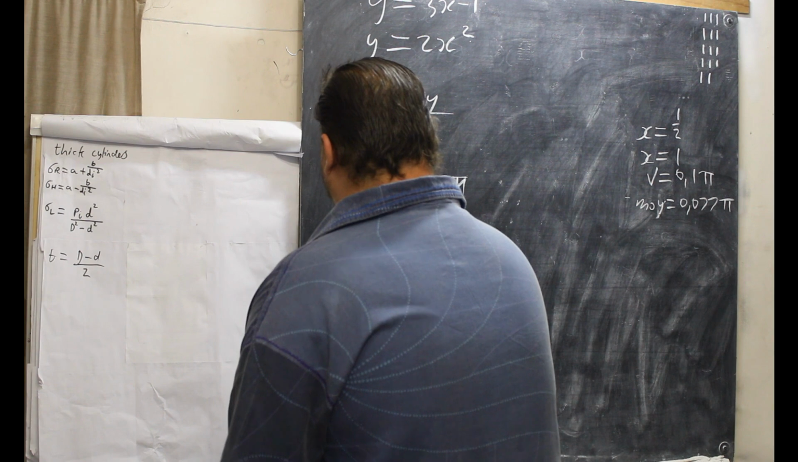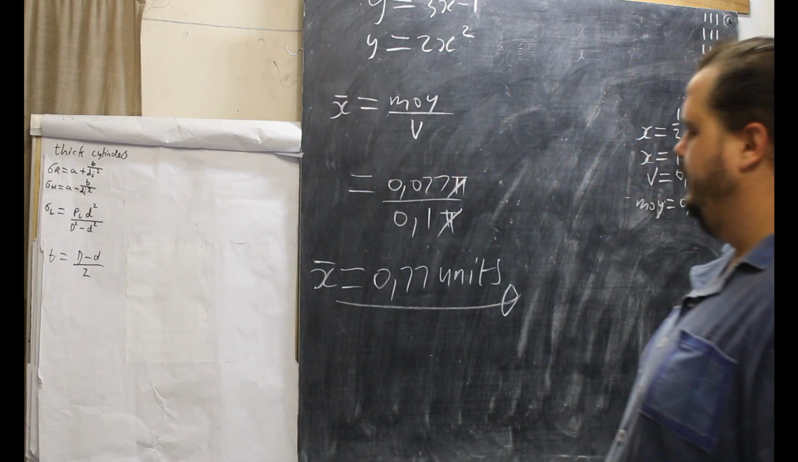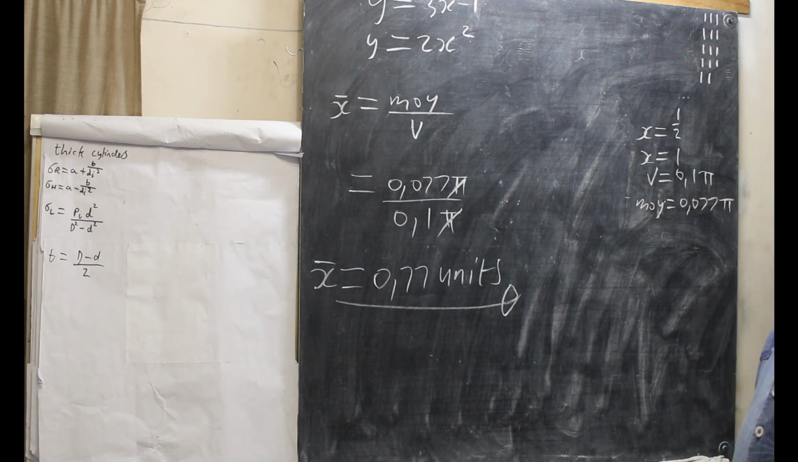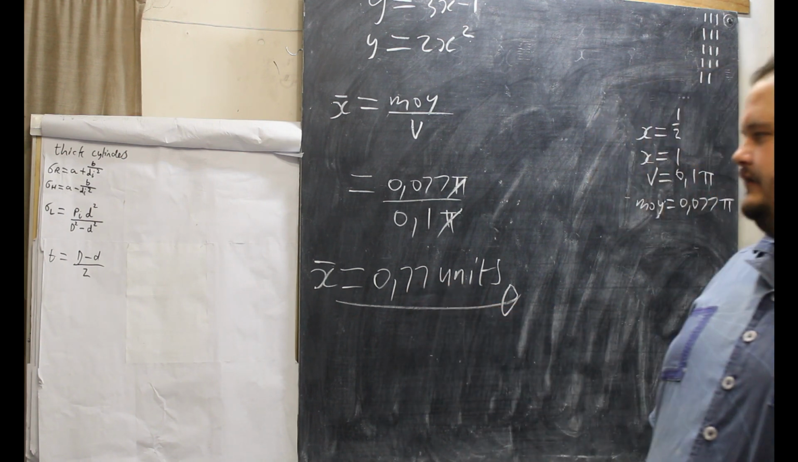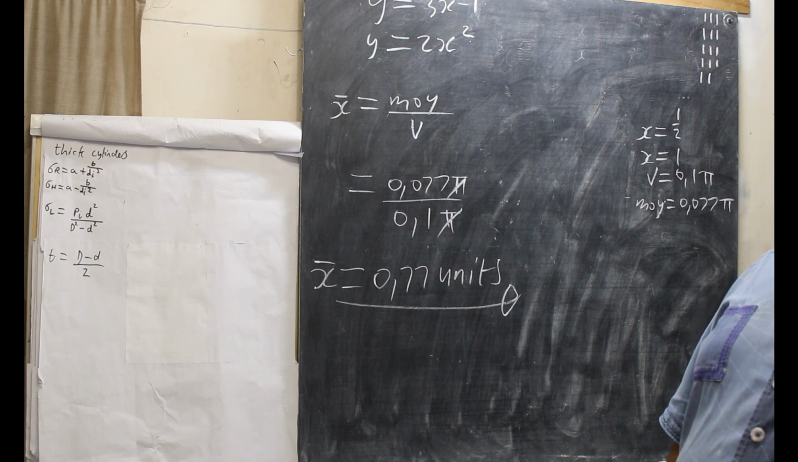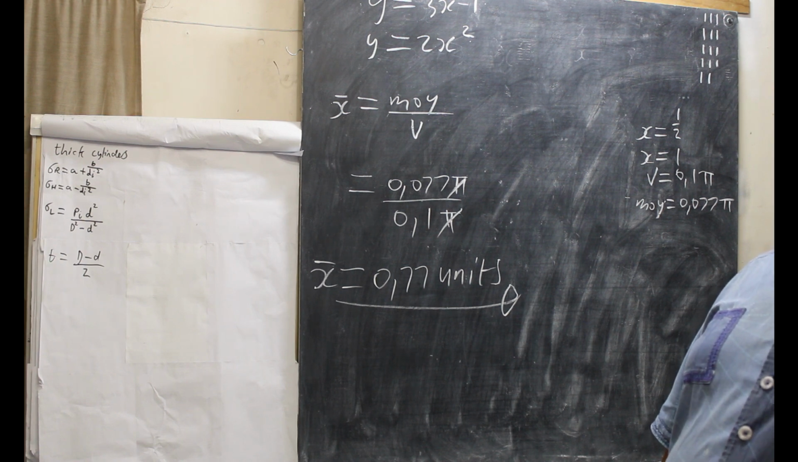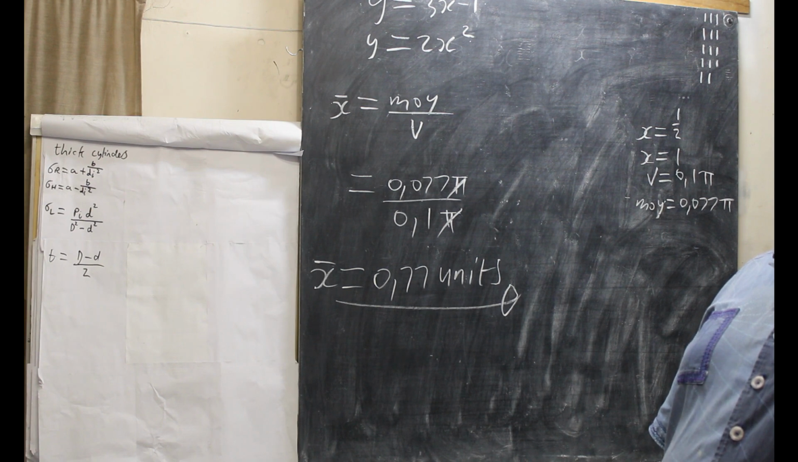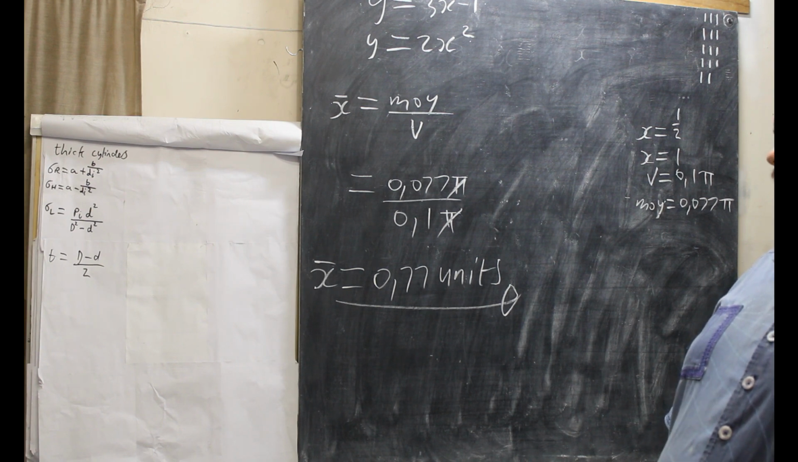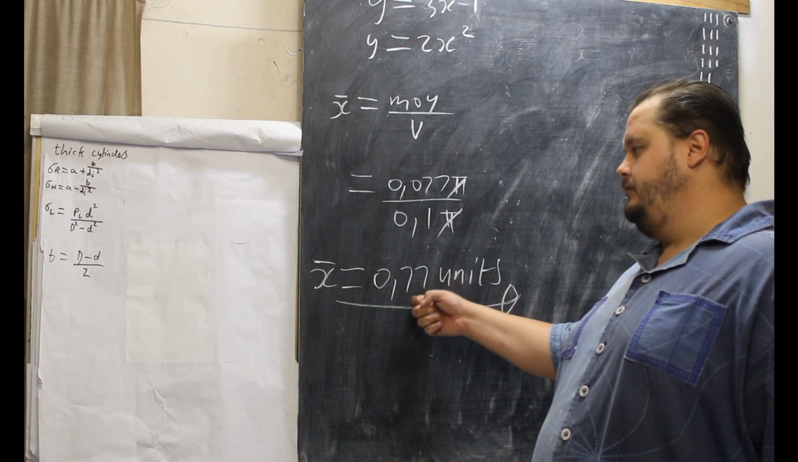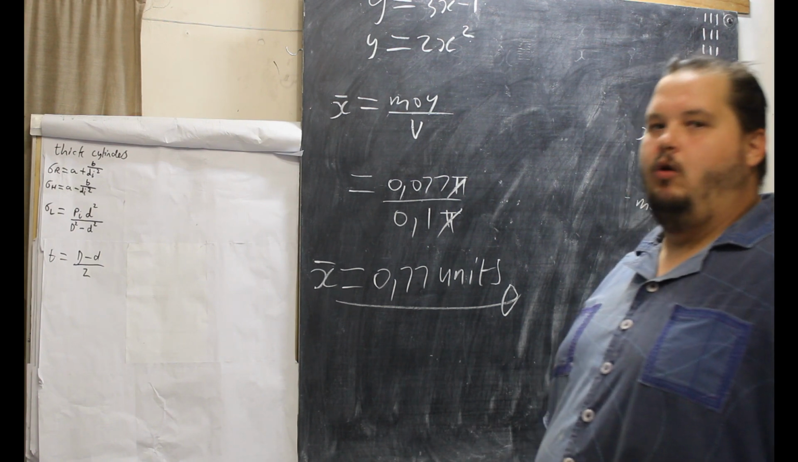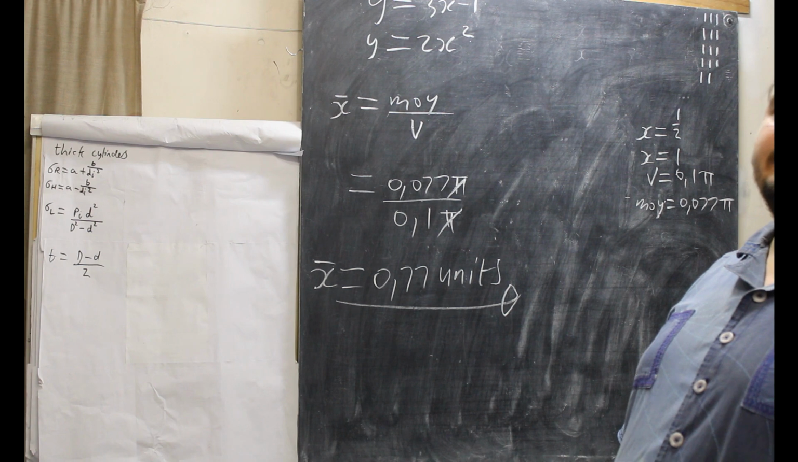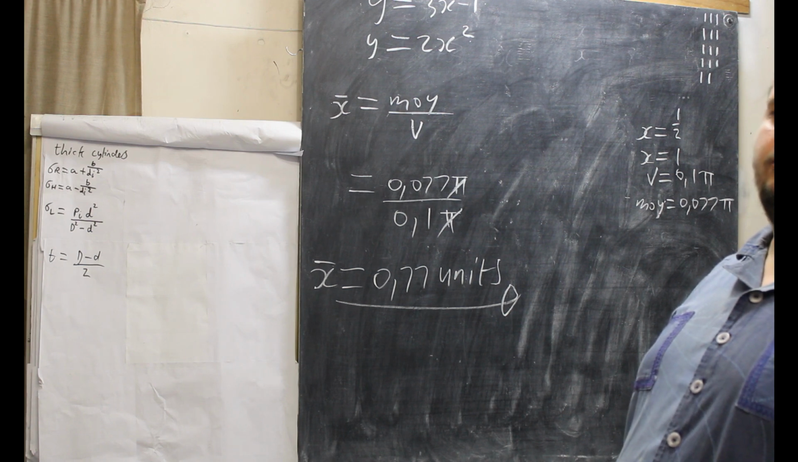So x bar is our location of our center of gravity. This is the location of our center of gravity in the x coordinates. If we did the whole thing again with y, we'll get it at the y coordinate. But this is where it stops. You only need one coordinate for your center of gravity. You do not need more than one coordinate.